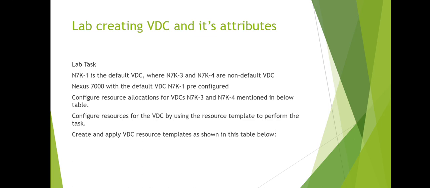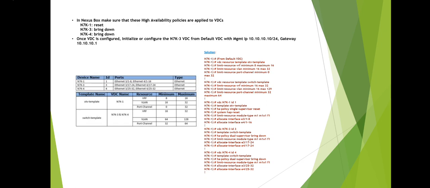So let's say I've got 7K switches 1, 2, 3, 4, and 7K1 is the default, 3 and 4 are non-default. Which ports we will be allocating is mentioned in the table. We will be coming up with 2 templates, OTV and switch template.